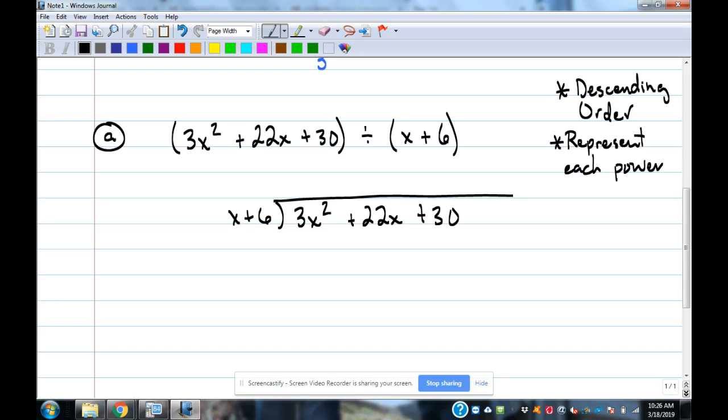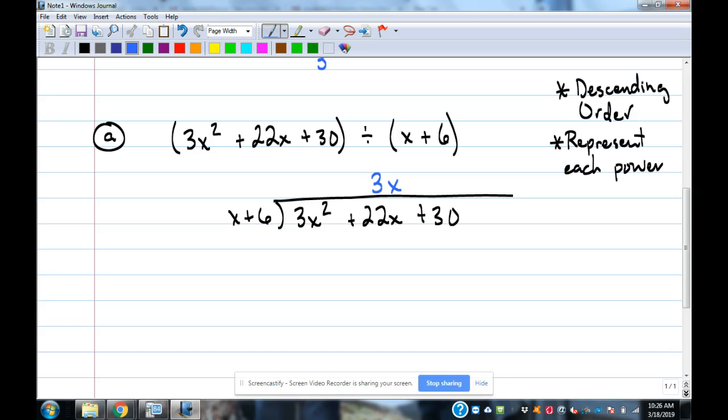And we look at x and say, what times x would get me 3x squared? 3x. And I'm going to put that above the x's in that. So the way I look at this is I think about it in terms of columns. You've got an x squared column, a plain x column, and a plain numbers column. Keeping it organized like that will keep you from getting confused.